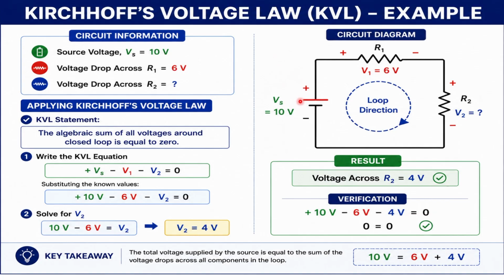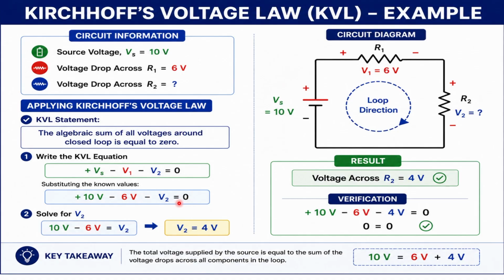Okay, here we have an example. Here we have the value of the source, 10 volts. We have the voltage drop across resistance R1, 6 volts, and we do not have the voltage drop across resistance R2. So we need to calculate that, right? So firstly, we're going to take a loop around. We're going to have Vs minus V1 minus V2 equal to 0. Vs will have the value 10 volts. V1, which is the voltage drop across resistance R1, will have the value 6 volts. And now we need to calculate V2, the voltage drop across resistance R2.